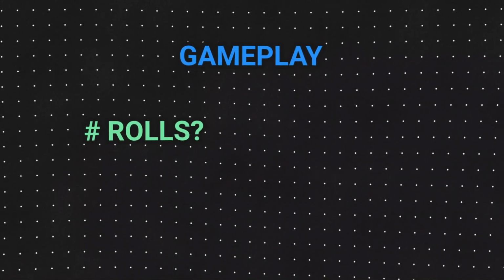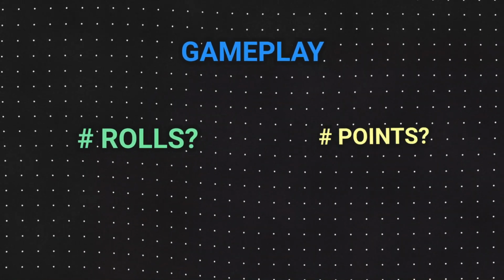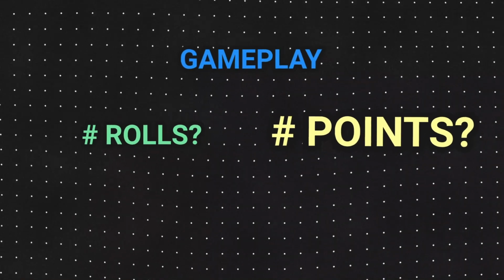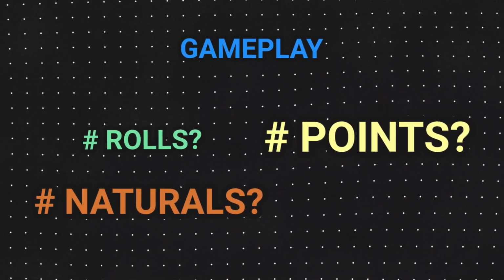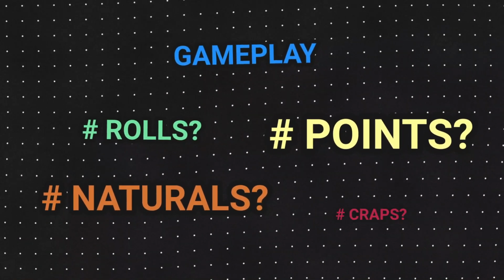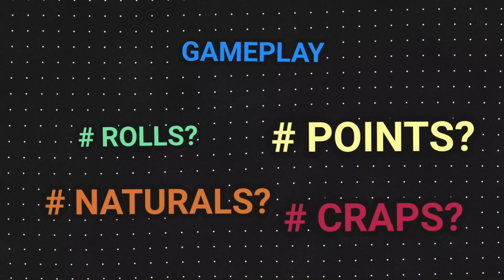Now, even beyond that, there's a few other things that I'm curious about, the kind of gameplay, right? So, given the strategy, how many rolls are you expected to roll over the 10 shooters? How many points might you hit? How many naturals, 7 or 11 on a come out? How often does that happen? And how many craps? How often does that happen? With that, let's get into it and let's run the simulation.